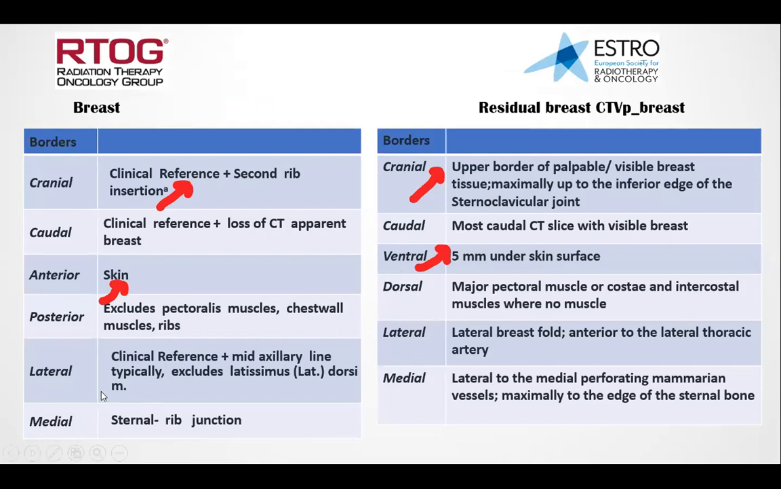Now coming to the lateral border, they both consider the clinical reference and both take the mid-axillary line. But here again there is a slight difference, where in RTOG we will exclude the latissimus dorsi, whereas in the ESTRO group we will take the border just anterior to the lateral thoracic artery.